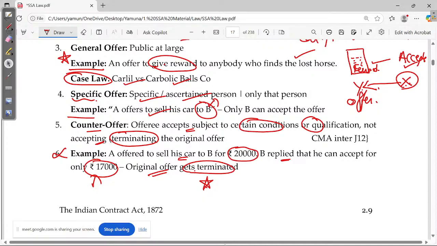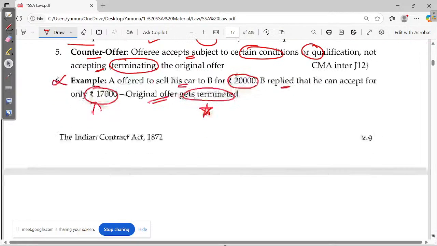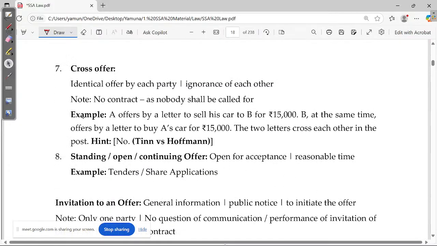Shall I turn over? Cross offer. Example: A offers by a letter to sell his car to B for 15,000 rupees. B, at the same time, offers by a letter to buy A's car for 15,000 rupees. It is the same as what I was discussing with 20 lakhs, just with 15,000. It will be ditto. The only difference is one will be the seller, one will be the buyer. One will be talking of selling, one will be talking about buying. Only that difference will be there. Other things are the same.